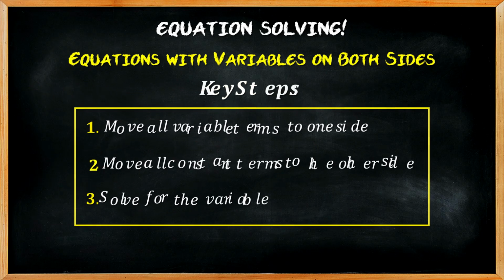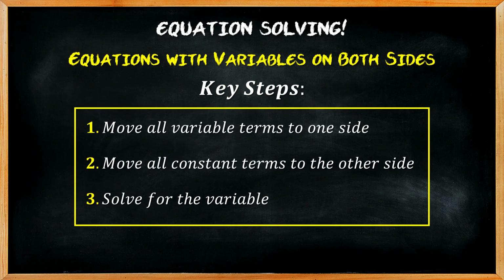Let's review the key steps for solving equations with variables on both sides. First, move all variable terms to one side. Second, move all constant terms to the other side. Third, solve for the variable using inverse operations.